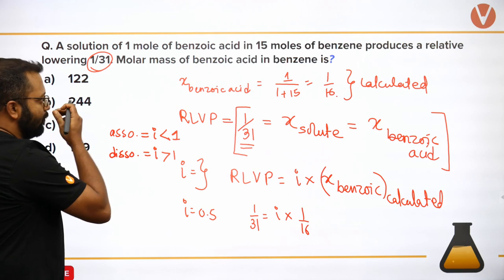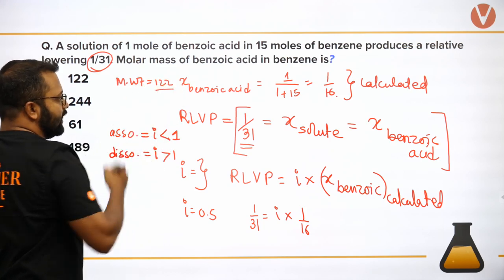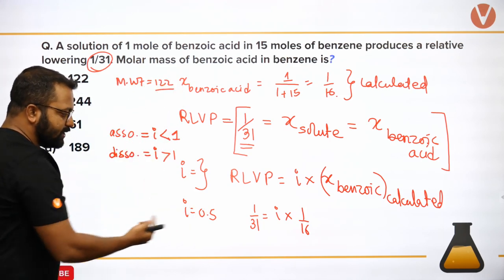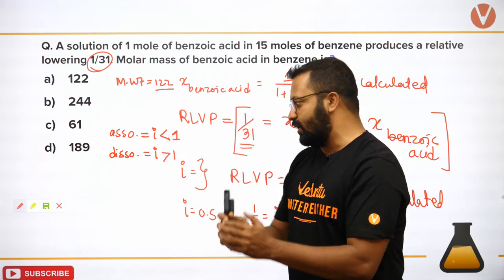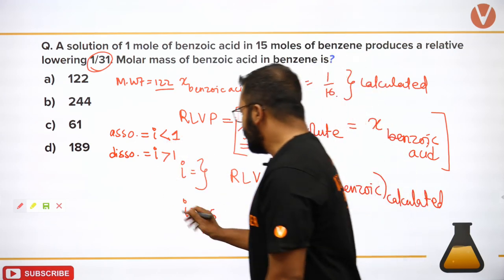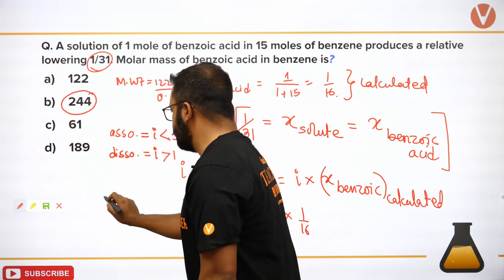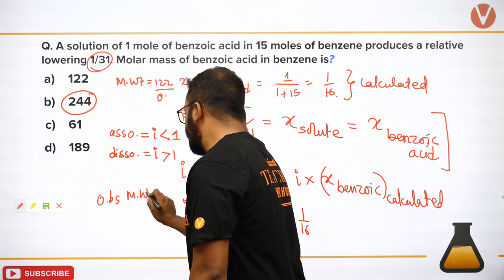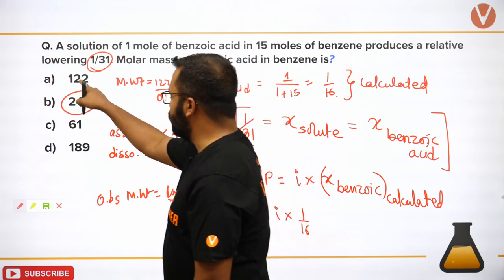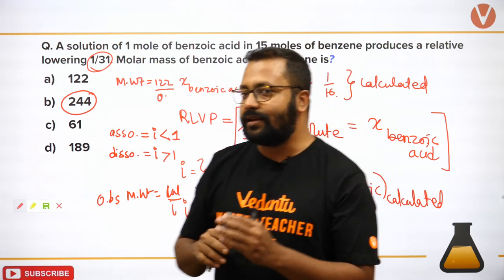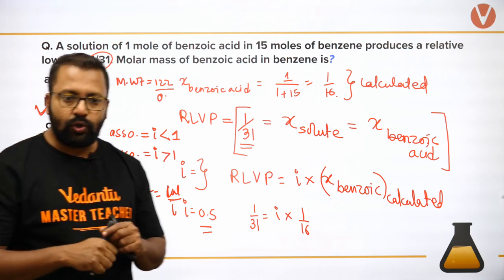Ideally, the molecular weight of benzoic acid is 122. But if it associates, the amount of benzoic acid which is associated will obviously increase. What you have to do is divide whatever is given by I. So the observed molecular weight will be calculated upon I. So 122/0.5, you'll get the answer equal to 244.